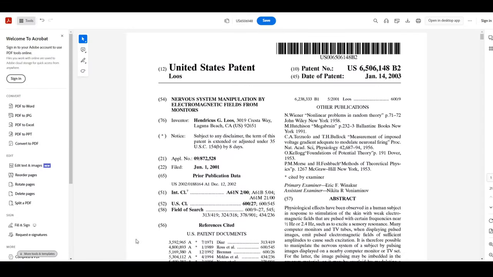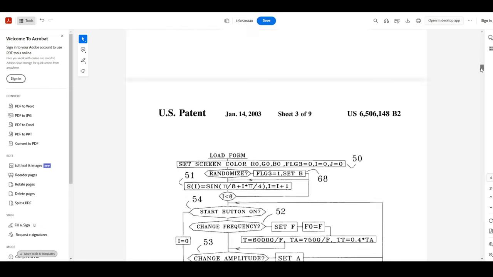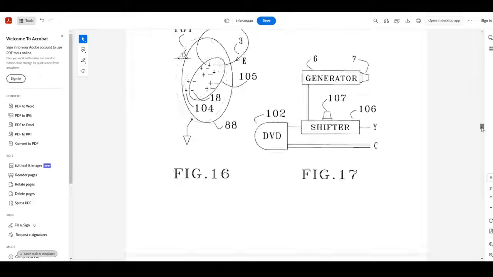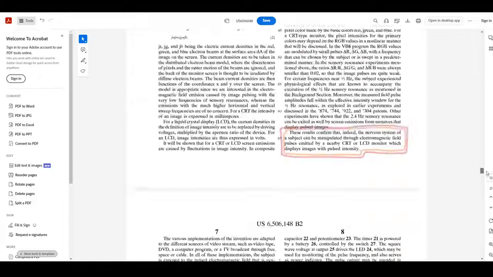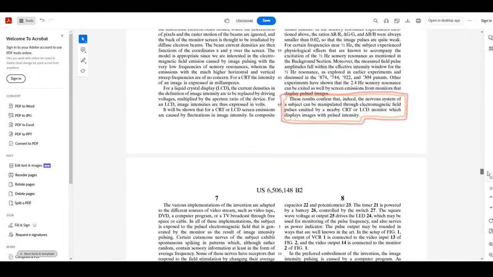This is the main patent in question, the title of the video, and a common focal point for online conspiracy theories. US6506148B2. This patent is extremely long, contains a tremendous amount of information, but I'd like to read a couple of individual passages for contextual reasons, as well as link it down below in the description. First one, quote, "These results confirm that, indeed, the nervous system of a subject can be manipulated through electromagnetic field pulses emitted by a nearby CRT or LCD monitor, which displays images with pulsed intensity," end quote.